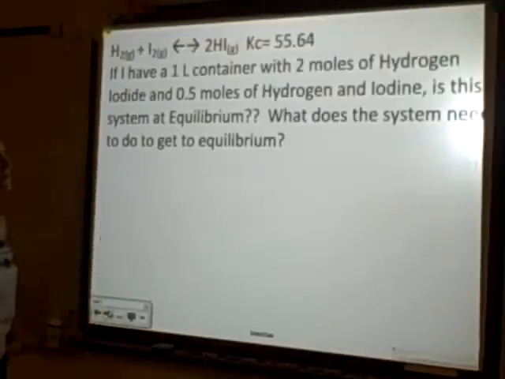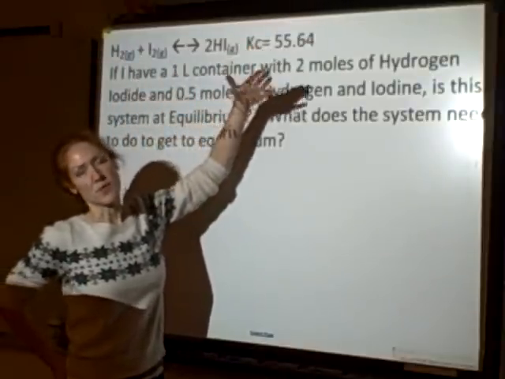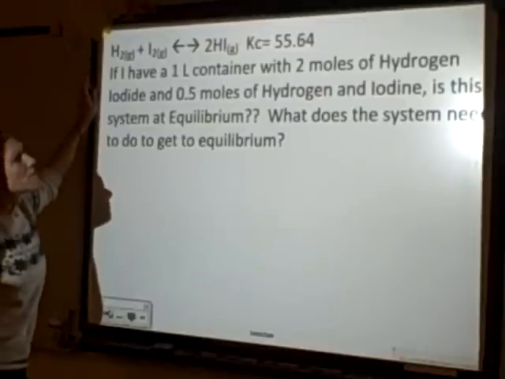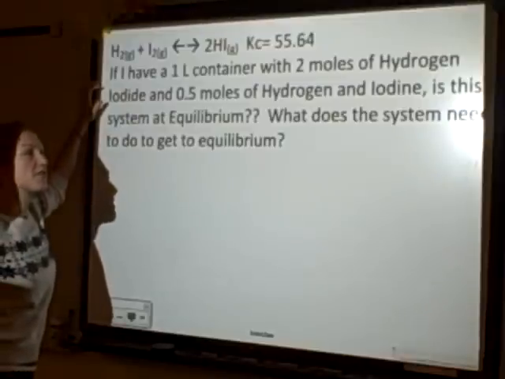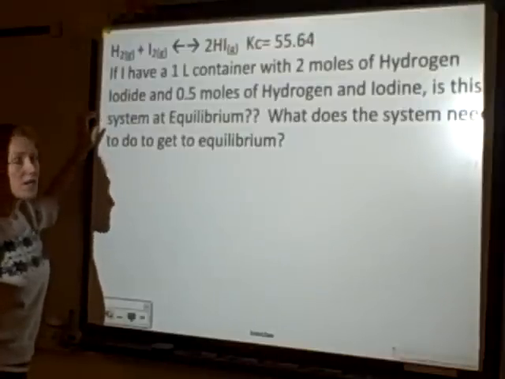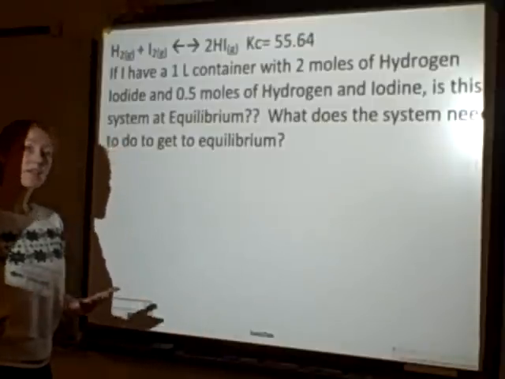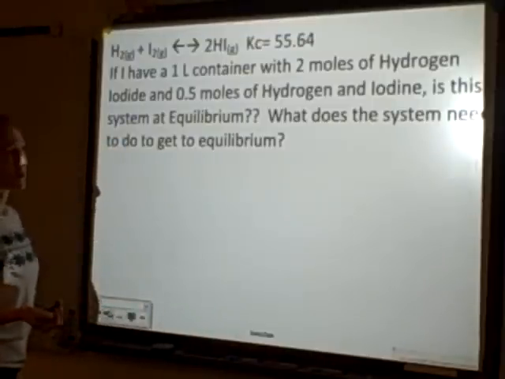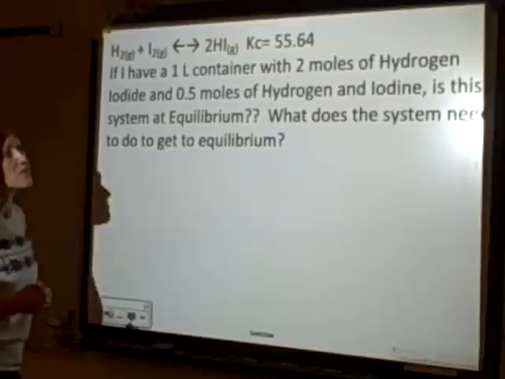So let's try one. I have the same reaction we had before, so I have the same K; we'll assume it's at the same temperature. I'm going to have a 1 liter container with 2 moles of hydrogen iodide and 0.5 moles of hydrogen and iodine. I want to know if the system's at equilibrium. So I'm going to plug into the Q expression and see if I'm at equilibrium. And if I'm not, I want to see what I need to do to get to equilibrium.